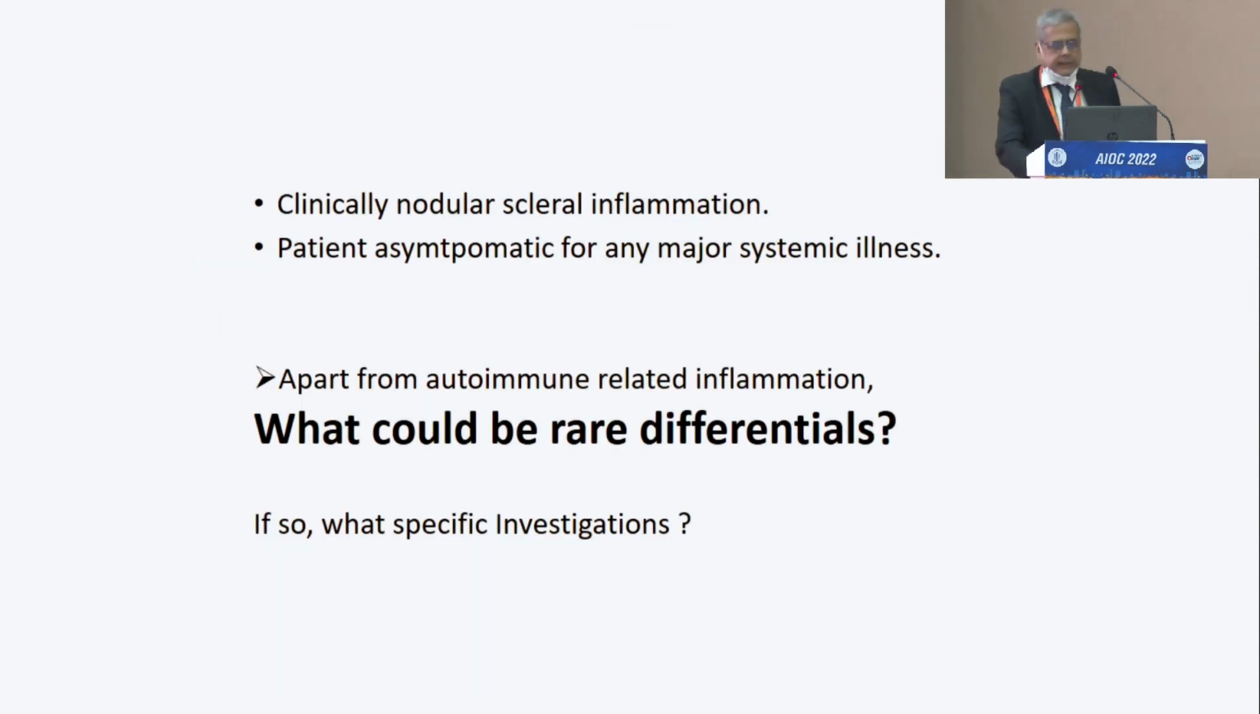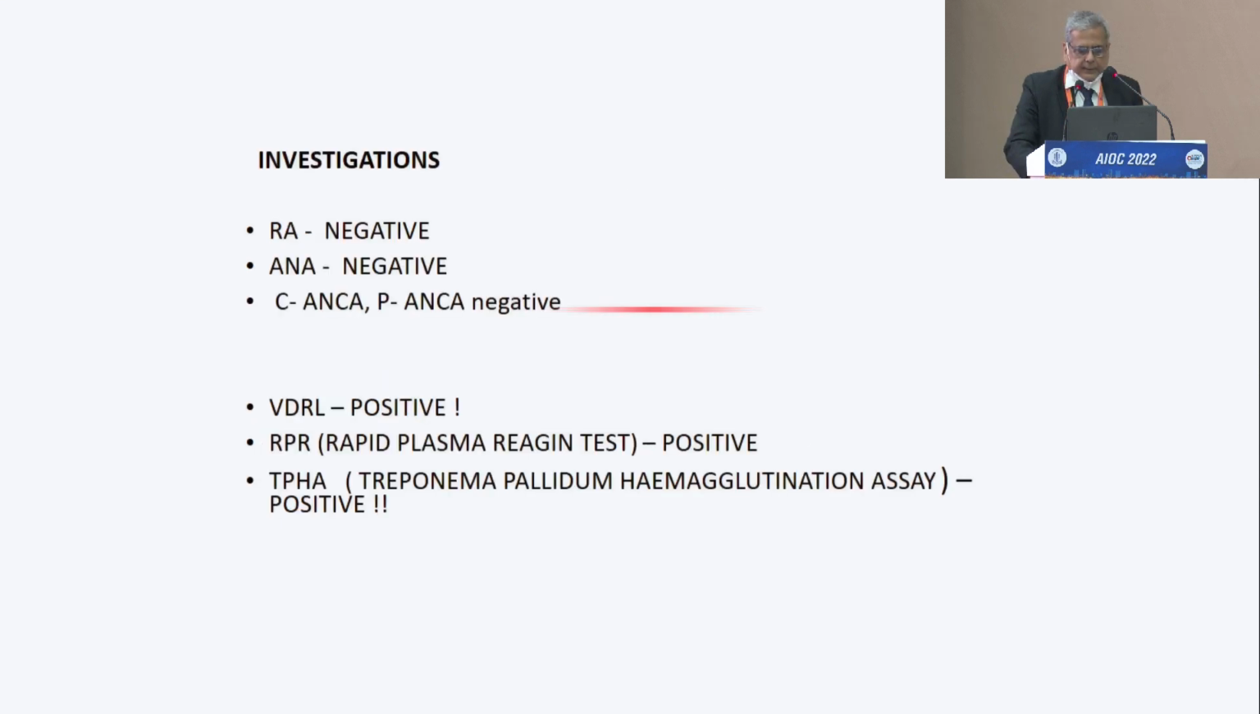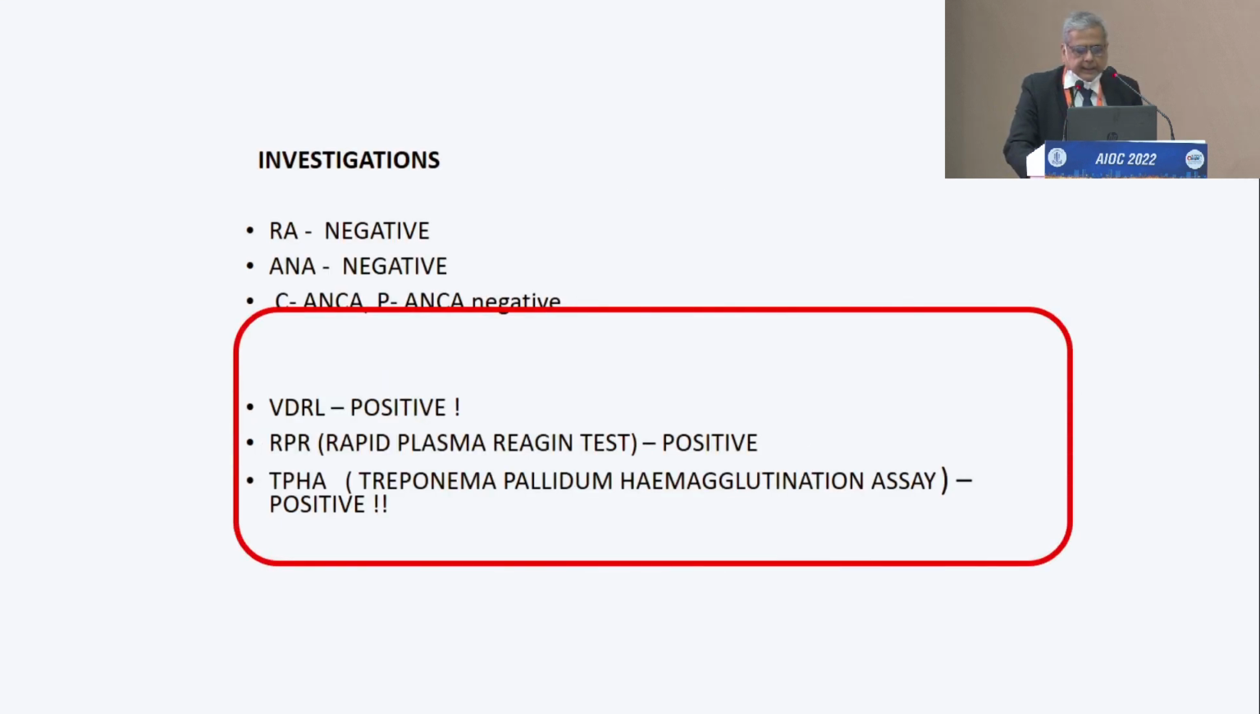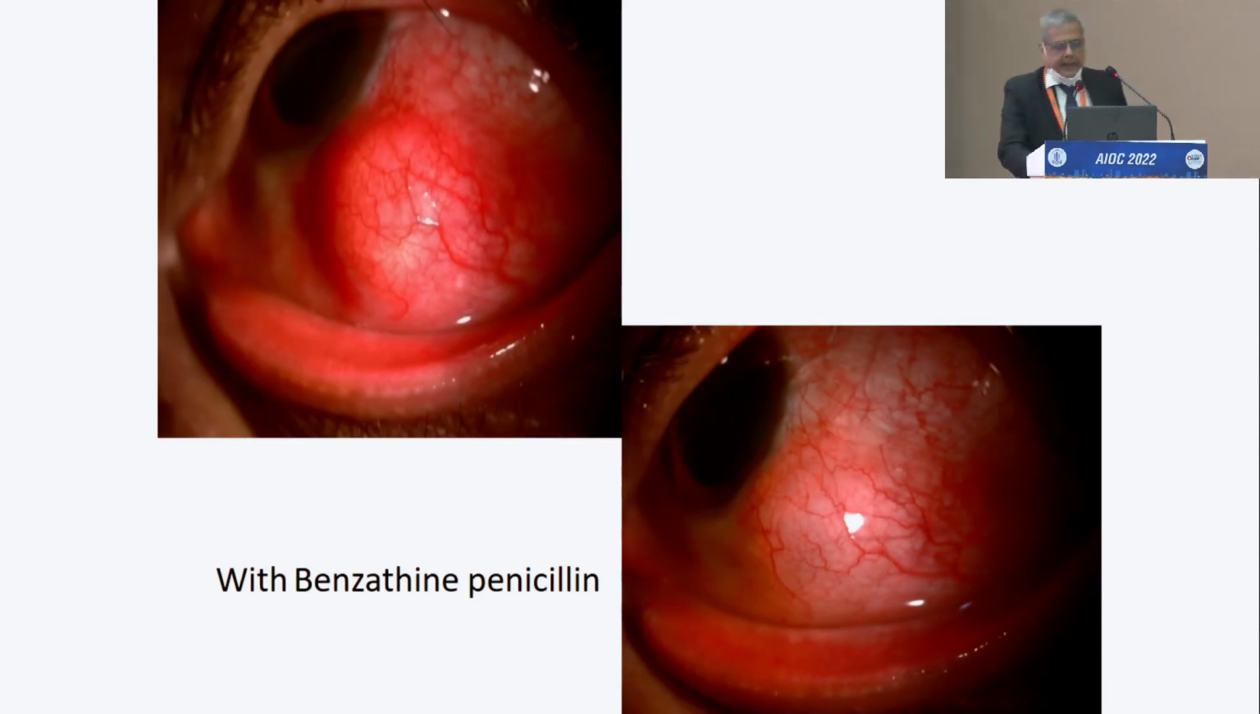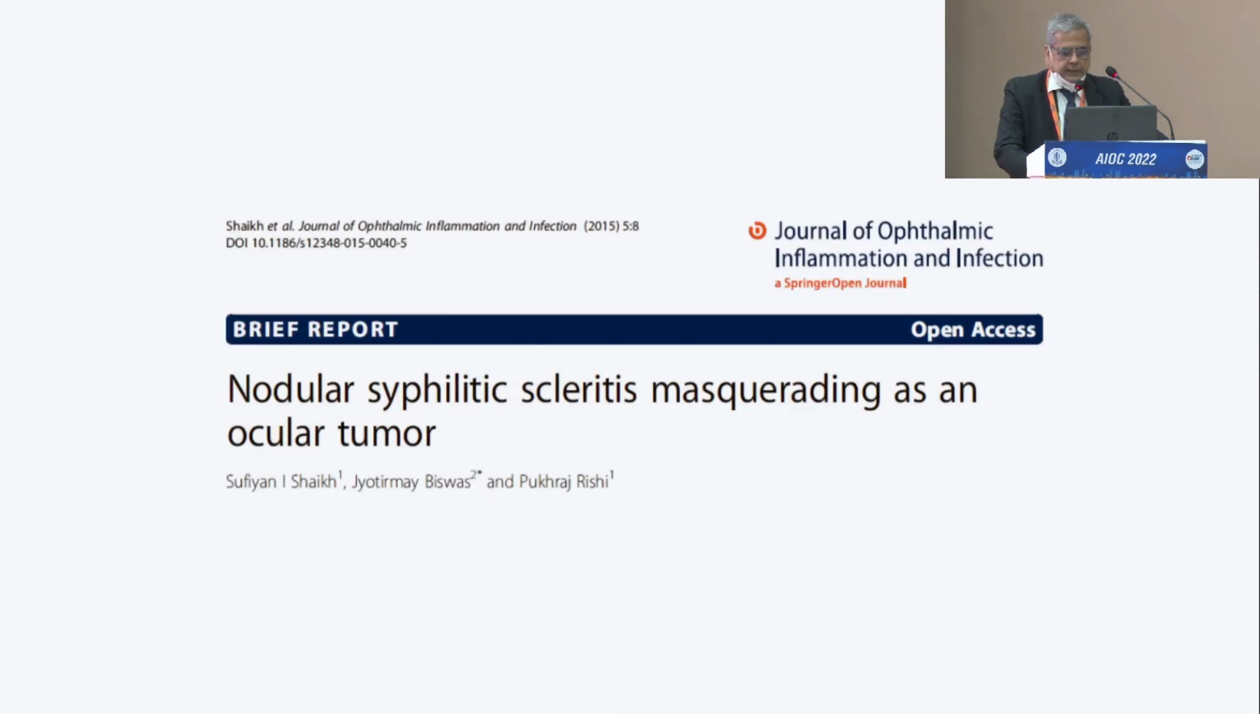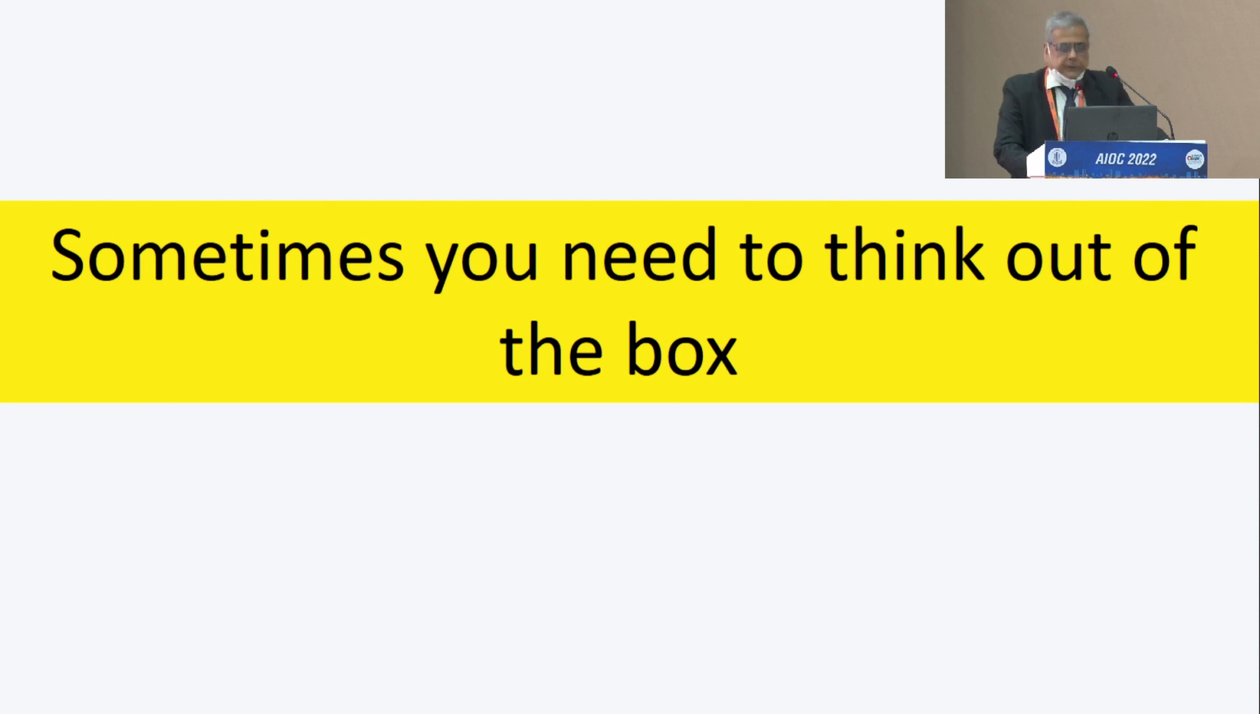We did the workup for autoimmune scleritis, and all was negative, including RA. But we had a suspicion and did one last test, VDRL and TPHA, which came positive. After an intramuscular injection of benzathine penicillin, the patient responded remarkably. We published it. Sometimes you need to think out of the box.